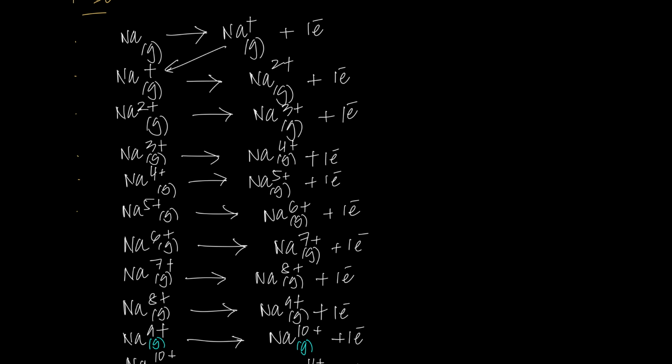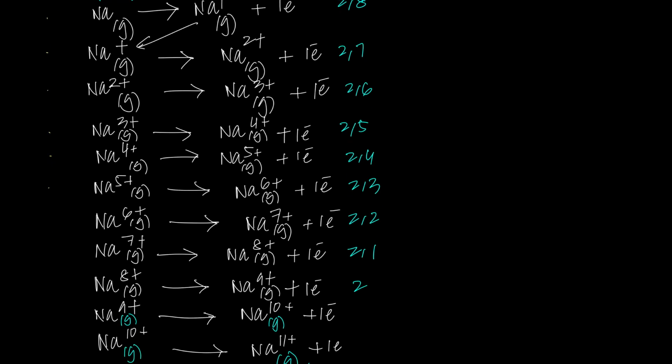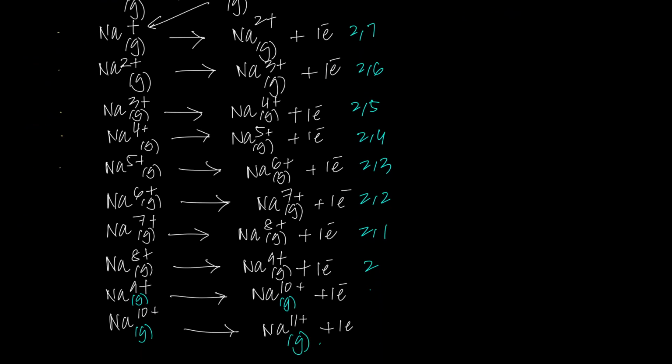What was sodium's electronic configuration? It was 2, 8, 1, right? 2, 8, 1 to start with. What is the electronic configuration here? It's 2, 8. What's the electronic configuration of the sodium 1 plus ion? What's the electronic configuration of sodium 2 plus? It's 2, 7, 2, 6, 2, 5, 2, 4, 2, 3, 2, 2, 2, 1, then it's 2, then you remove this electron.